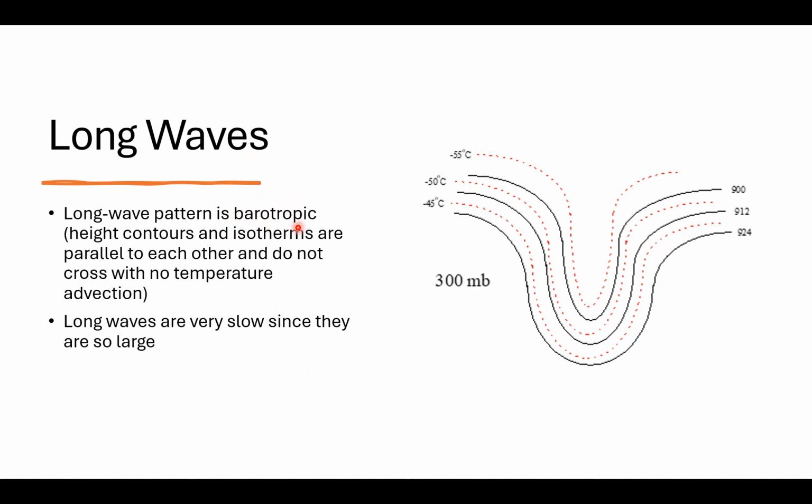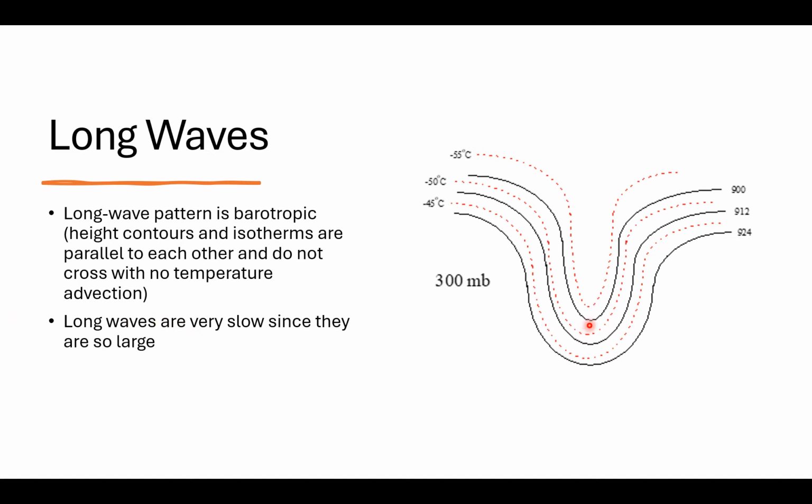What does barotropic mean? It seems like it's a fancy word, doesn't it? But really, all barotropic means is the height contours and the isotherms, the lines of equal temperature, are parallel to each other and do not cross, with no temperature advection. Long waves are very slow in the way they move since they are so large in size.